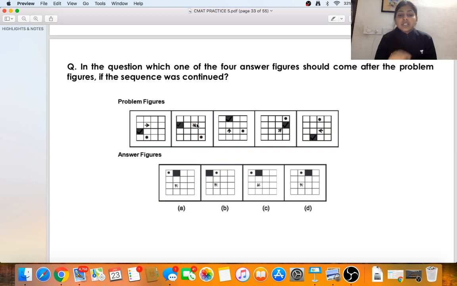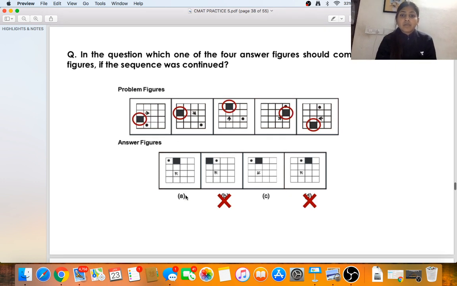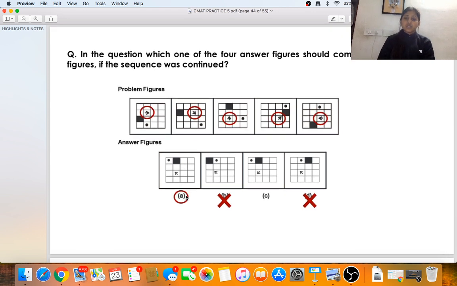So in this, you can see it's moving clockwise. The arrow should move clockwise. Okay, it was like that and then it turned like that and again it turned like that and again it came there. So now again it will shift clockwise. So if you see the position of the arrow, the answer should be A and not C.